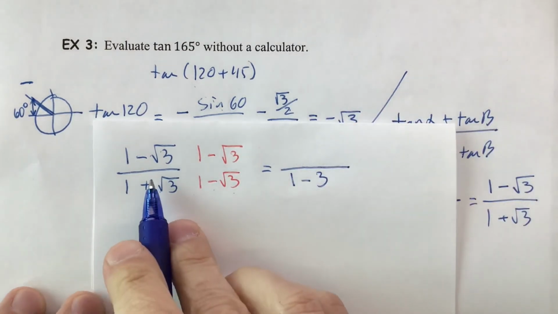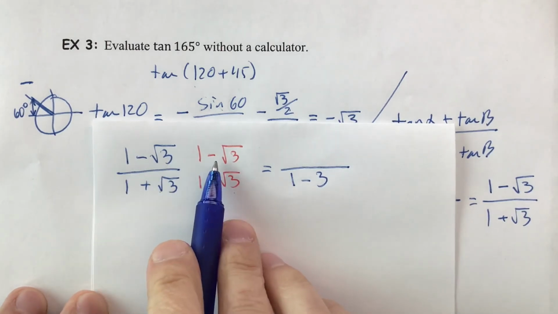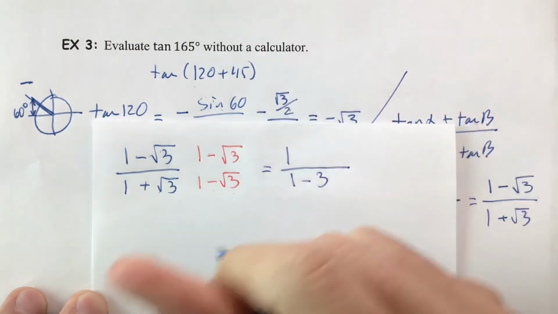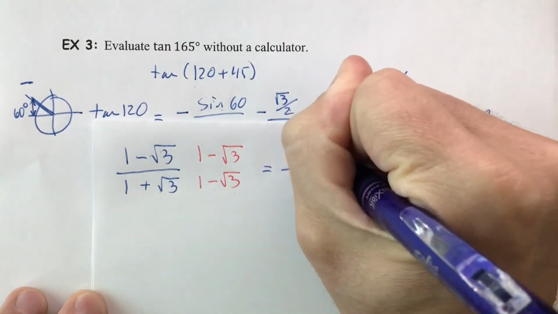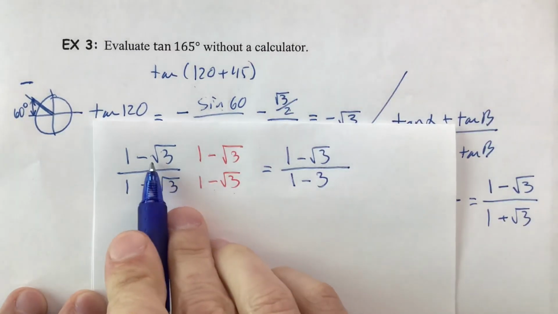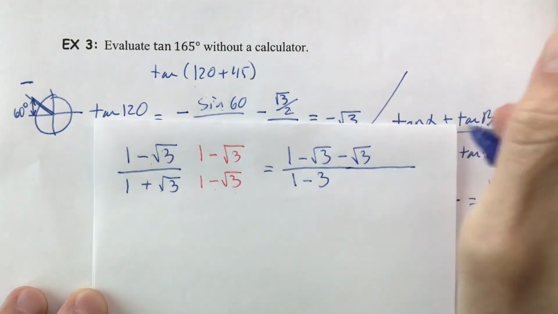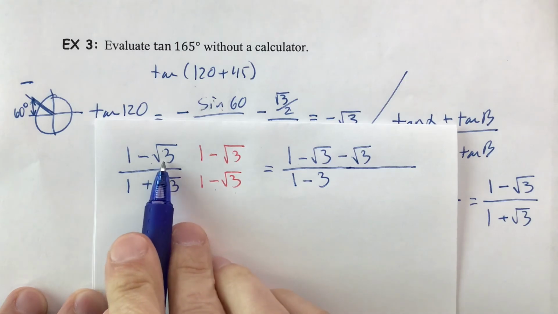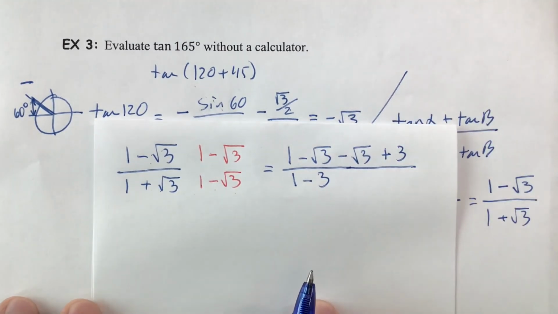Now for the top, you don't have anything that just cancels out because these aren't conjugates with each other. 1 times 1 is 1. 1 times negative root 3 is gonna be negative root 3. You're gonna do that again, negative root 3 times 1. So you get another one. And then the negative root 3 times negative root 3 gives you a positive 3, regular 3 there.